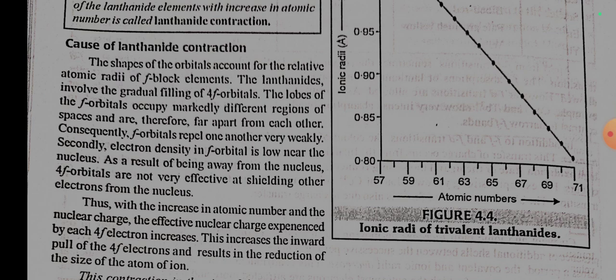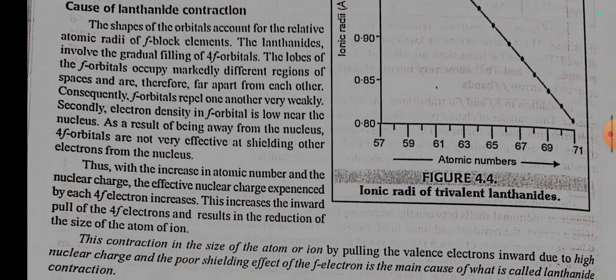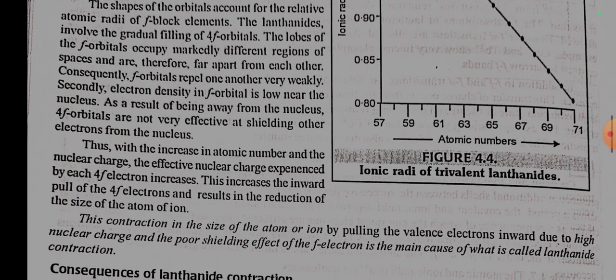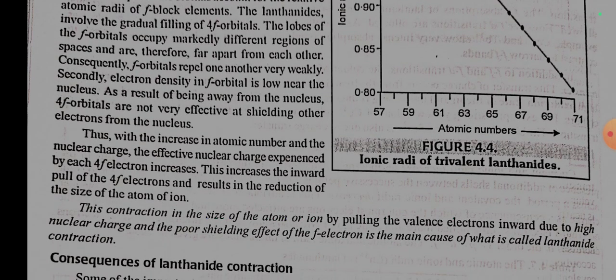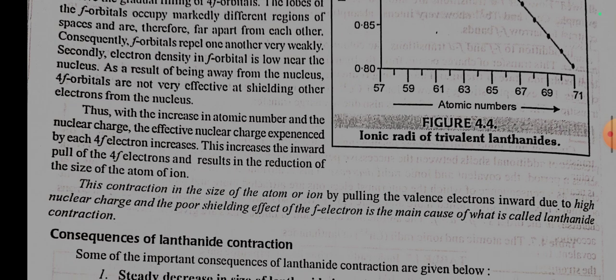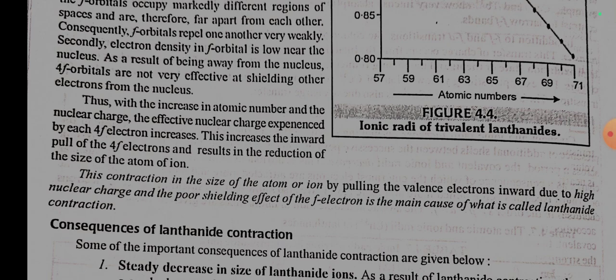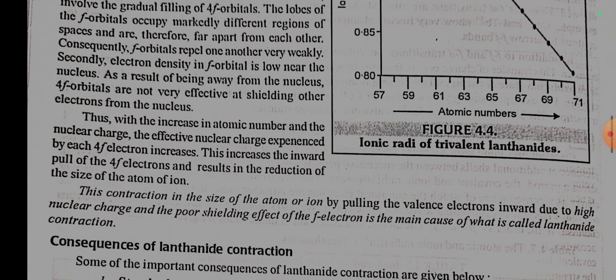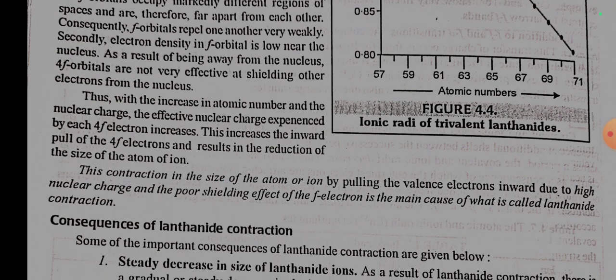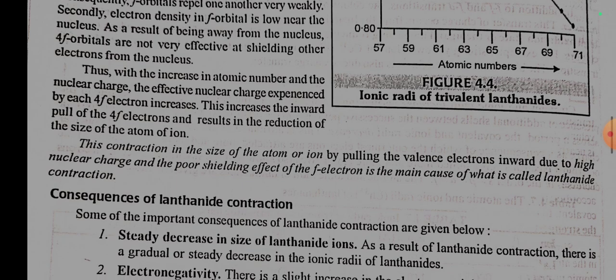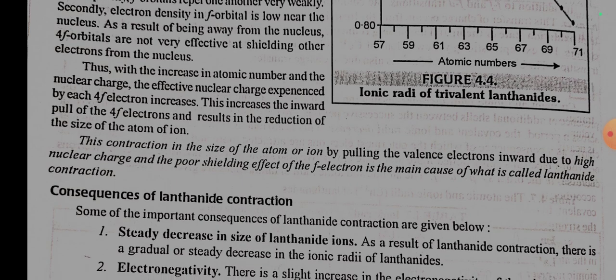The shapes of the orbitals account for the relative atomic radii of f block elements. The lanthanides involve the gradual filling of 4f orbitals. The lobes of the 4f orbitals occupy markedly different regions of space and are therefore far apart from each other. Consequently, f orbitals repel one another very weakly. Secondly, electron density in f orbitals is low near the nucleus as a result of being away from the nucleus. 4f orbitals are not very effective at shielding other electrons from the nucleus.